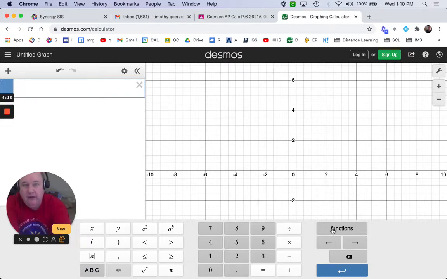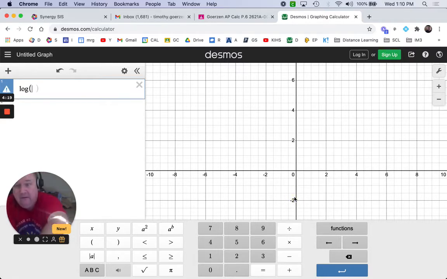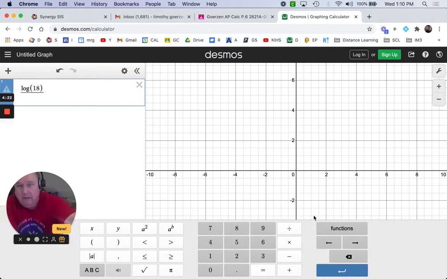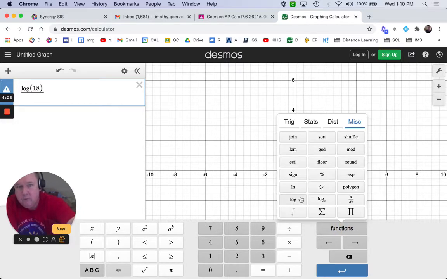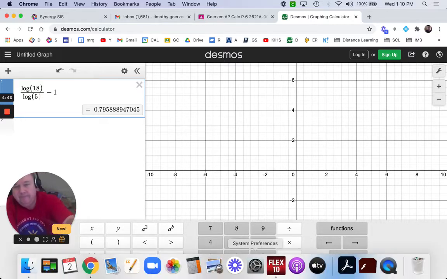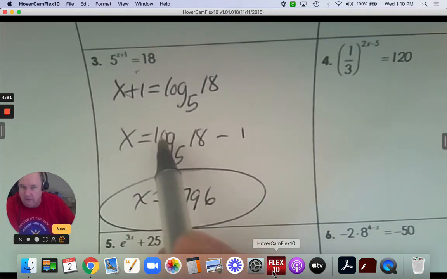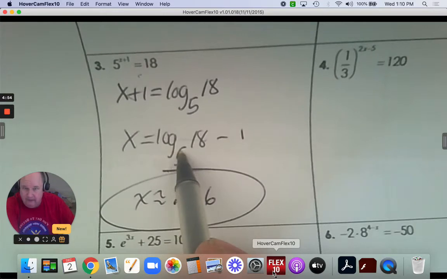So in order to use your calculator again, you have to change the base. So it's going to be log 18, move the cursor, divided by log 5. So there, and then move the cursor and subtract 1. And it's done. So the answer there is 0.796. So whenever I see a logarithm and I put it in the calculator, I just know it's log 18 divided by log 5. That's how you do it.